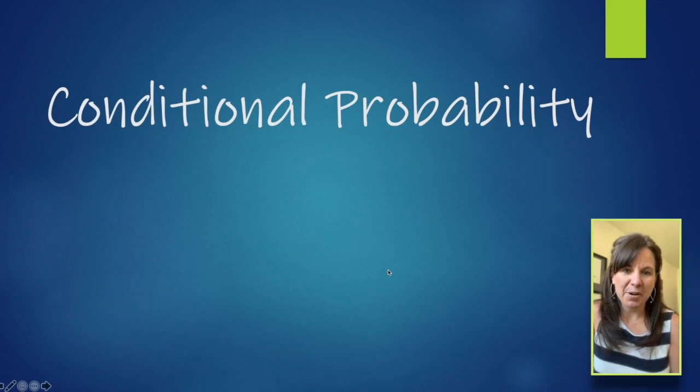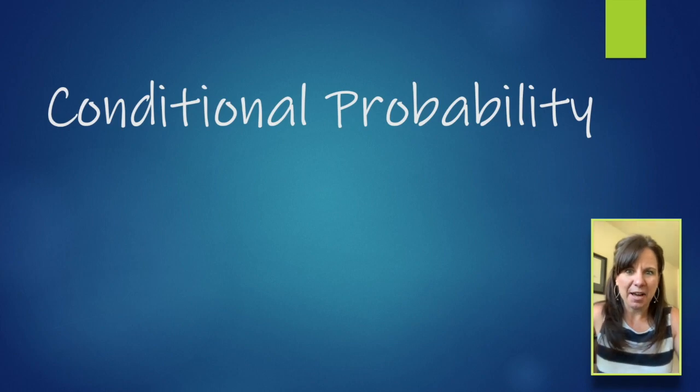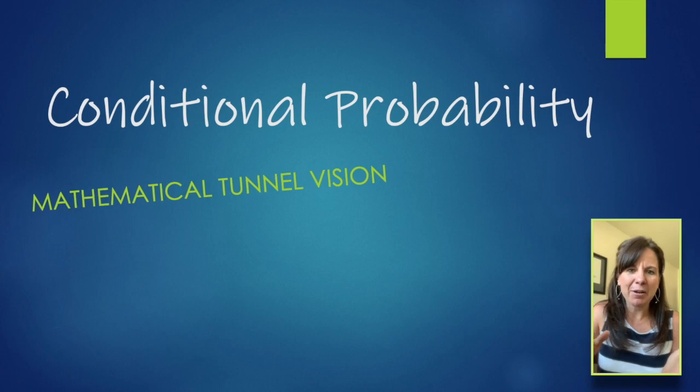Welcome back to our unit on probability. Last lesson was like a fire hose of information on tree diagrams and the fundamental counting principle and just all different new vocabulary. Today's a little bit shorter, and we're just talking about conditional probability, which in my mind is something like mathematical tunnel vision. Let me show you what I mean.